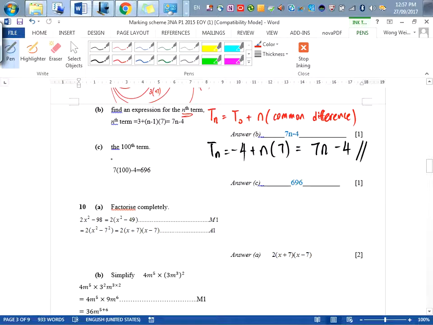So now, to find the 100th term, that means n equals 100. So T100 is equal to T0 plus 7 times 100. How much is T0? Negative 4, plus 7 times 100, and we get 696. Okay?